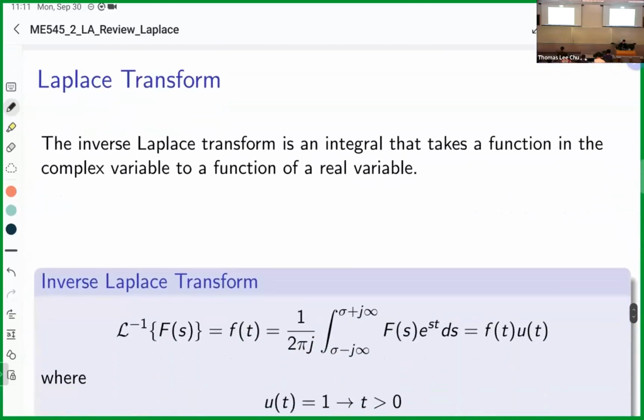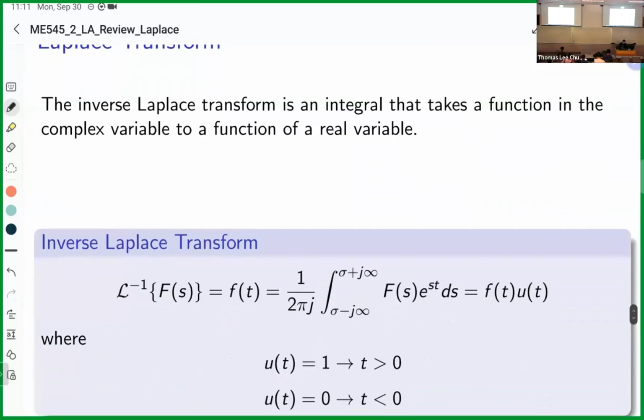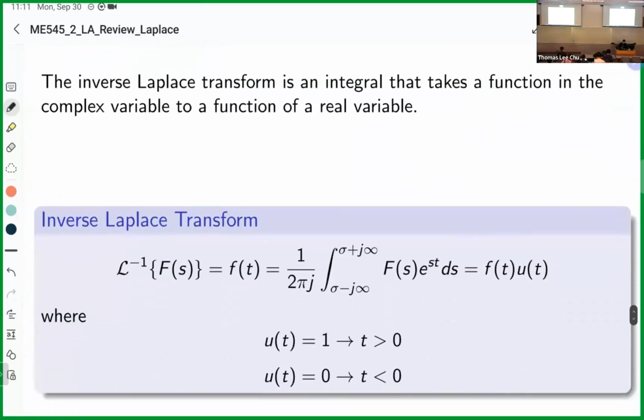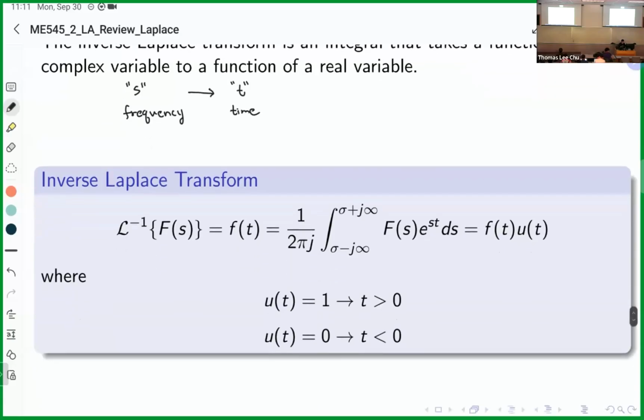So then the inverse Laplace transform is the reverse, where we take something in the S domain and we put it back into the time domain. The inverse Laplace transform is an integral that takes a function in the complex variable to a function of a real variable. So just another way of saying we go from the S domain, which is the frequency domain, and we take it back to the time domain. And this is the formal definition of it.